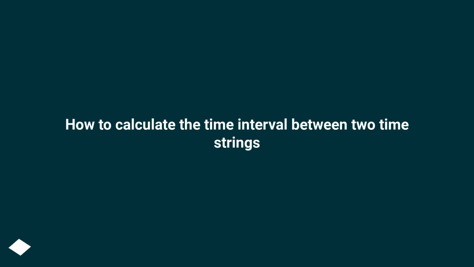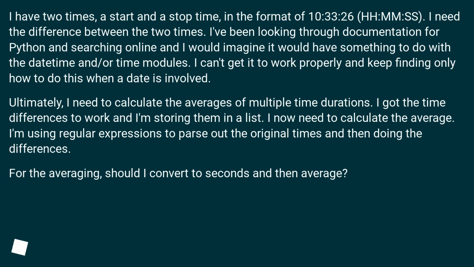How to calculate the time interval between two time strings. I have two times, a start and a stop time, in the format of 10:33:26, HH:MM:SS. I need the difference between the two times.